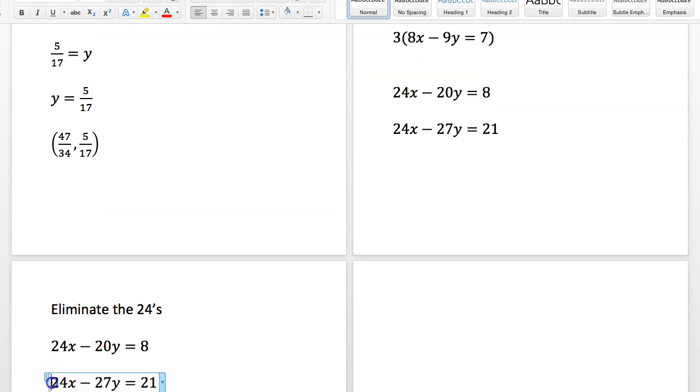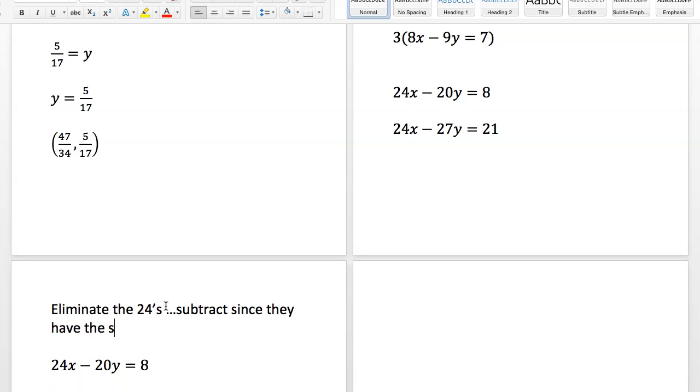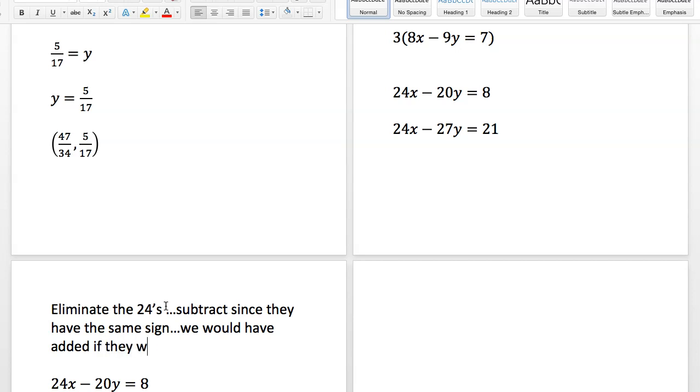And, well, what about it? Let's do it. Now, since they have the same sign, we'll subtract. We would have added if they would have had opposite signs. That's not the case here. Such is not the case here.